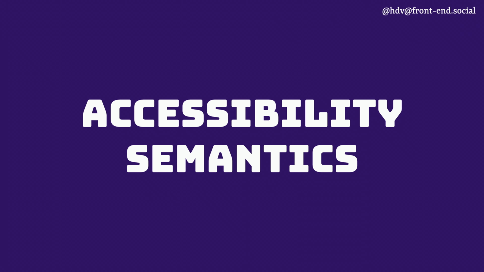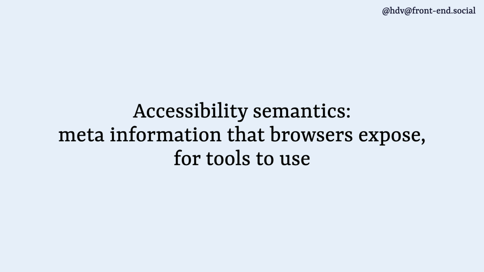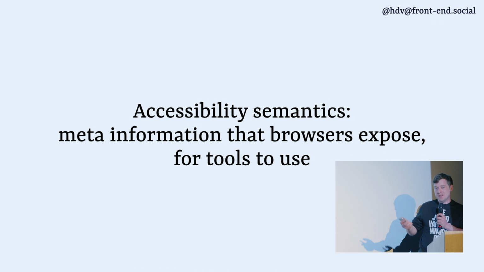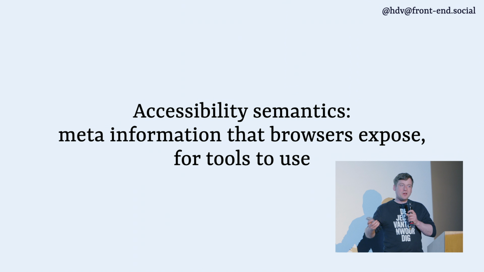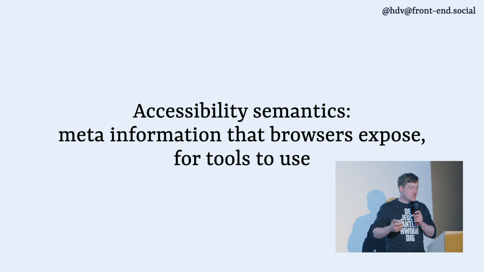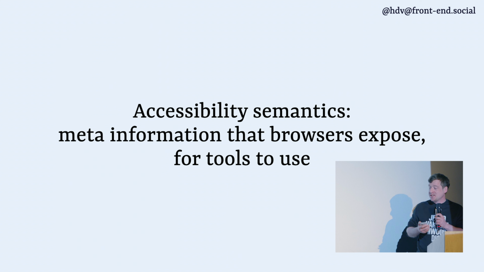Sometimes when we talk about semantics in browsers, we talk about semantic HTML. So what kind of element are you using? Now I'm using the term accessibility semantics in the sense that it's used in the ARIA specification, meaning that accessibility semantics is meta information that browsers expose so that tools can use them. So they expose things like what's the role of this, but also what's the state of this, or what's the name. Basically everything that you'll find in the accessibility tree you could refer to as accessibility semantics.